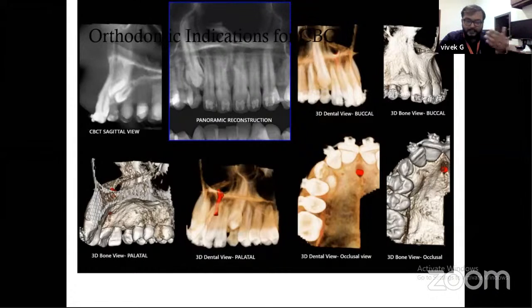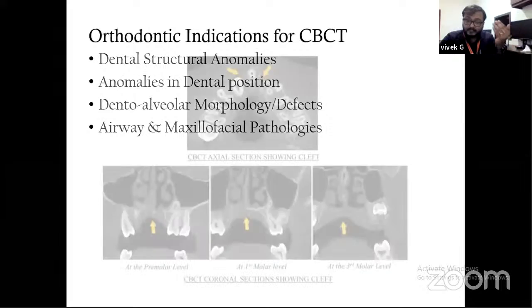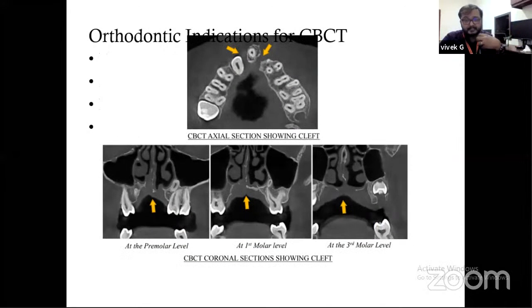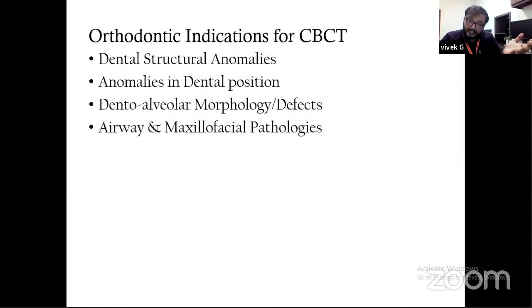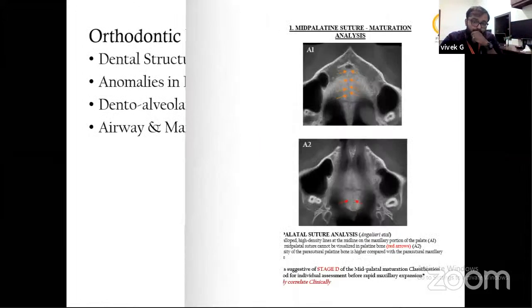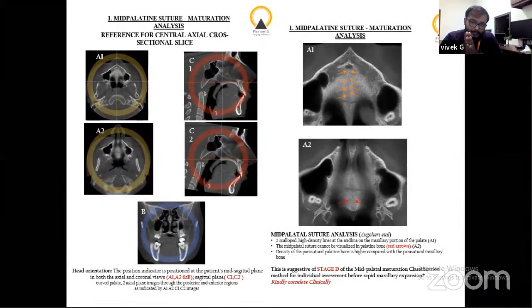So, anomalies in teeth position, then dento-alveolar morphology defects like cleft palate and its analysis. So there is a basic complete session that we can go on for cleft palate analysis and morphology analysis using CBCT. Again, airway and other maxillofacial pathologies. Now, for orthodontic purposes, right now we provide the orthodontists with so many analyses. Just a few of them I am showcasing here.